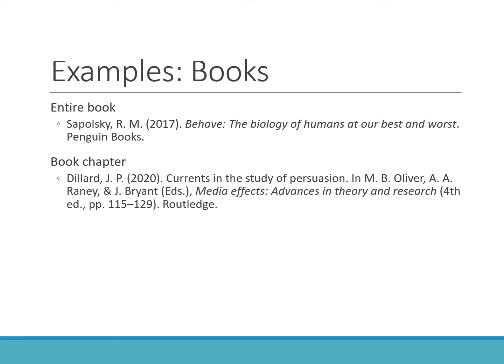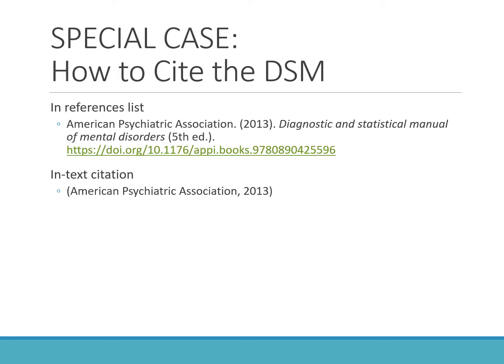This is an example of books. Most people won't be using books, but you have this as a resource if you do, and you can always go back to your APA manual. Many people cite the DSM in their papers. So the DSM is kind of the manual of psychological disorders. If you are citing the DSM, the author for that is the American Psychiatric Association. And so I've included how to cite it both in text and in references just because it's a little complicated and not necessarily obvious.